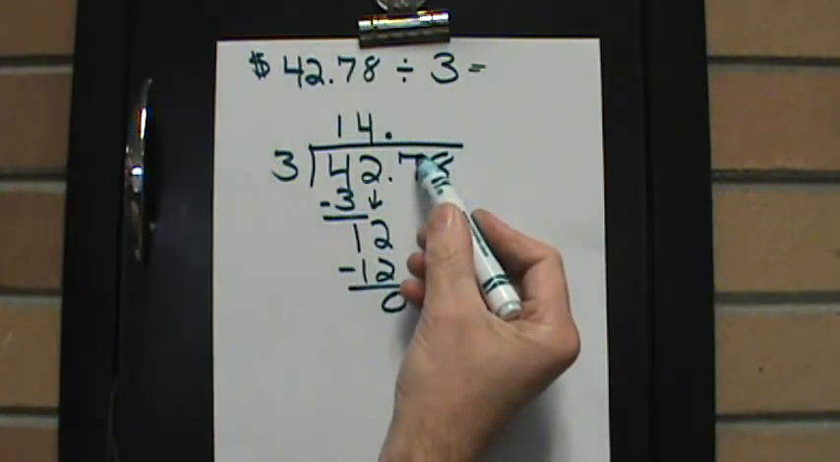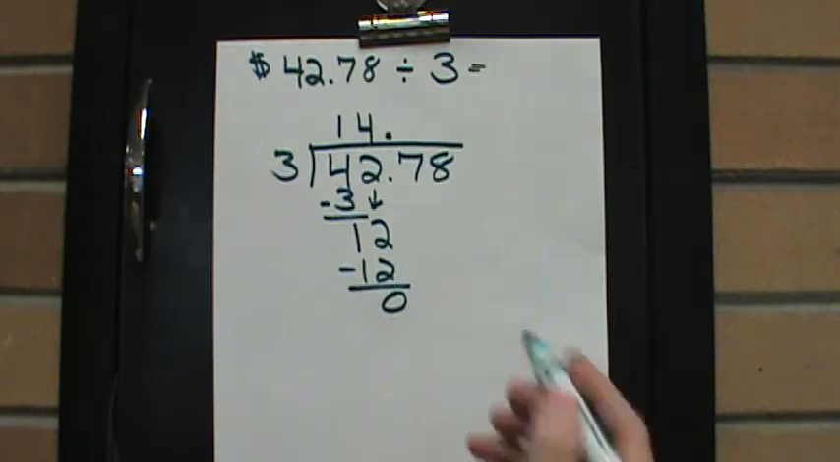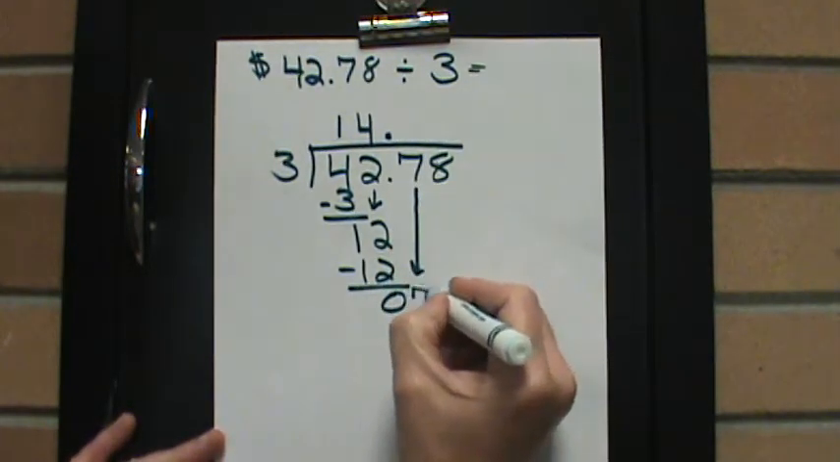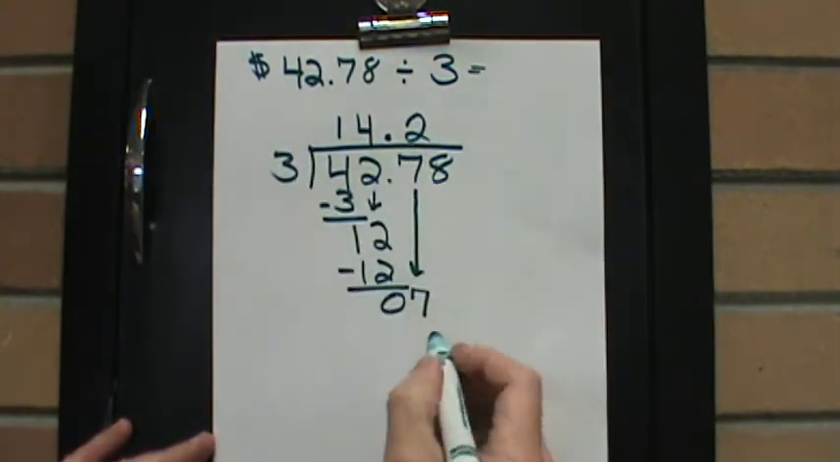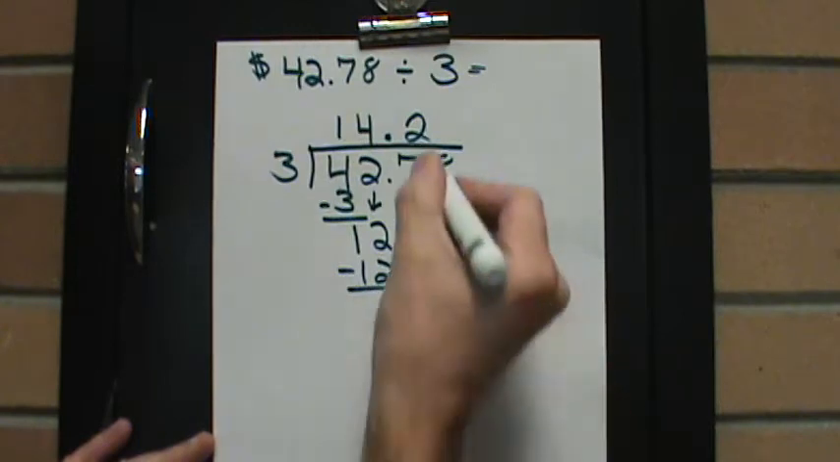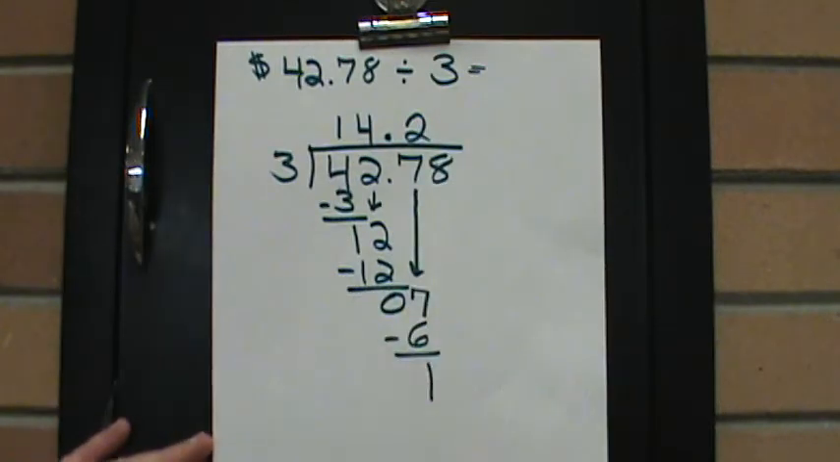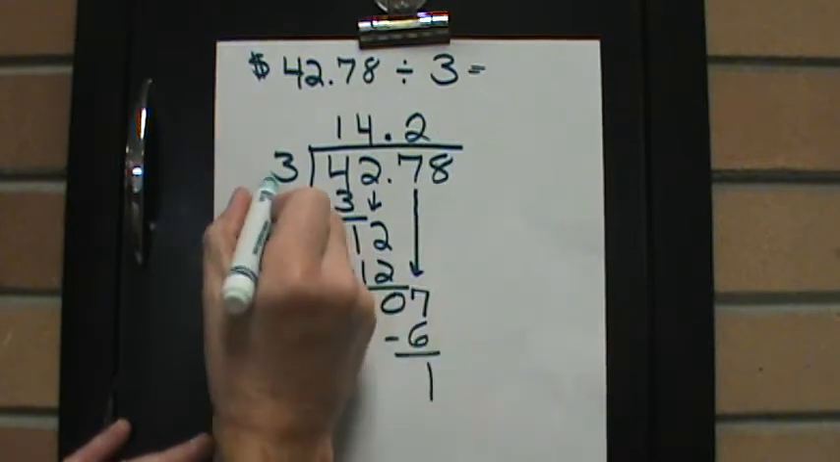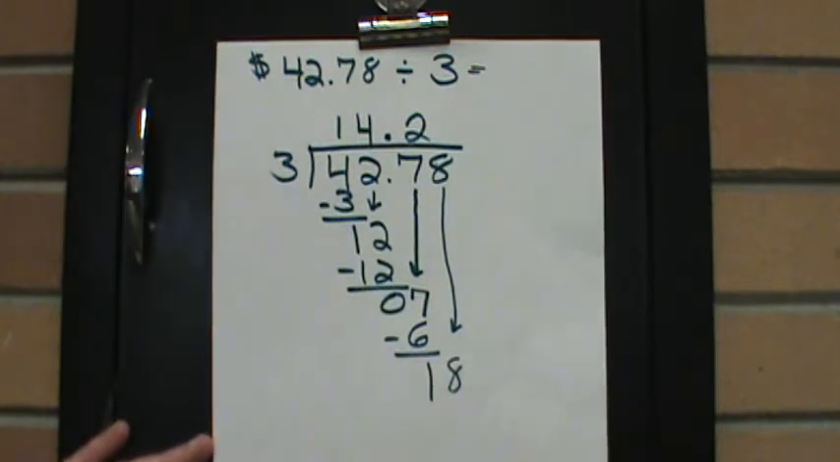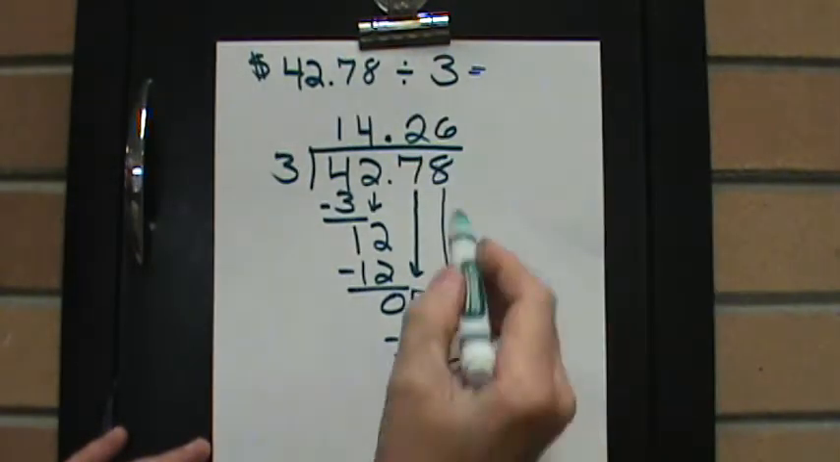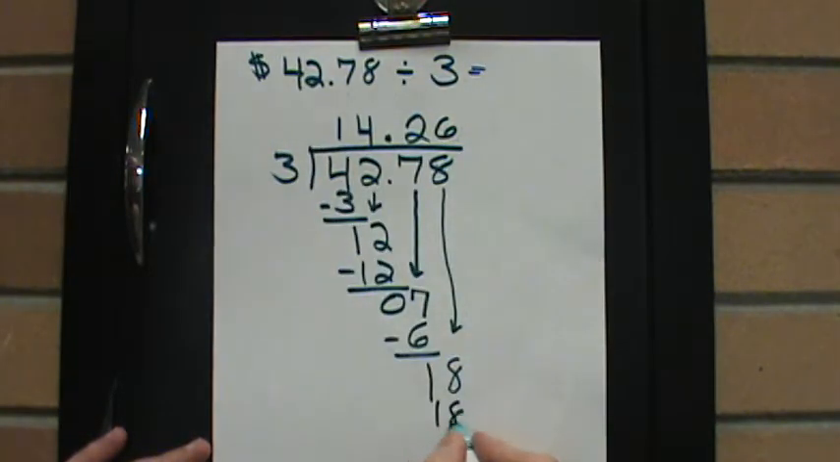But we can't stop because this is money and we still have numbers that we have to divide. So we're going to carefully bring down our 7. 3 into 7 will go 2 times. 2 times 3 is 6. If you subtract, you end up with 1 as a partial remainder. That's good because it's less than 3. So bring down the 8. Now we have 18. 18 is a multiple of 3. It will go in 6 times. 6 times 3 is 18. And we now have a terminated decimal.